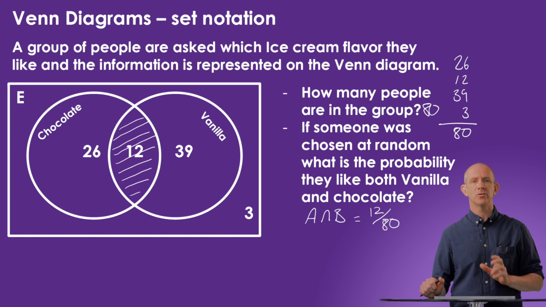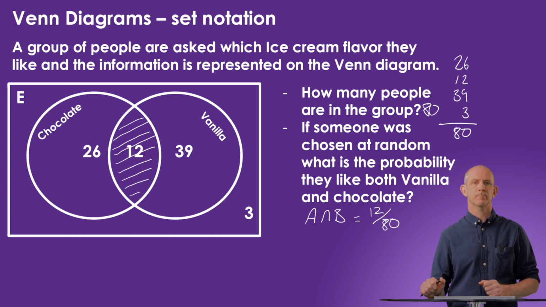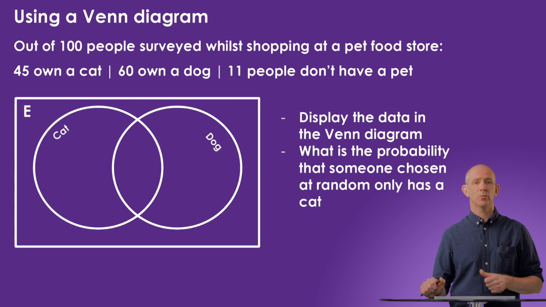Let's look at how you can use a Venn diagram to help you work out how to categorize a set of data. In this question, we're told that out of 100 people surveyed whilst shopping at a pet food store, 45 people have a cat, 60 people have a dog, and 11 don't have a pet.